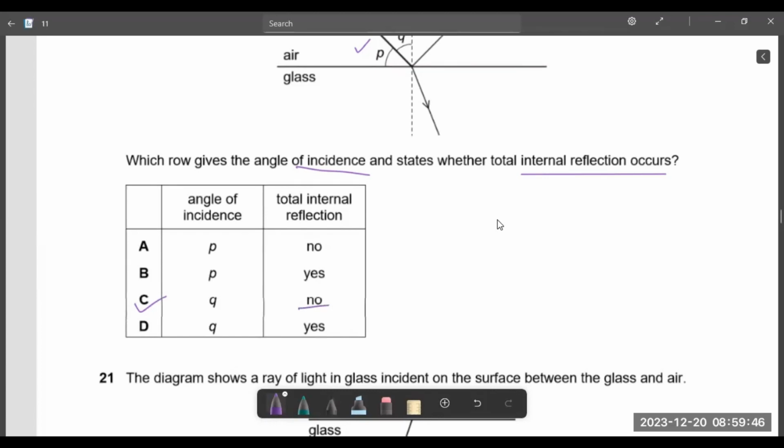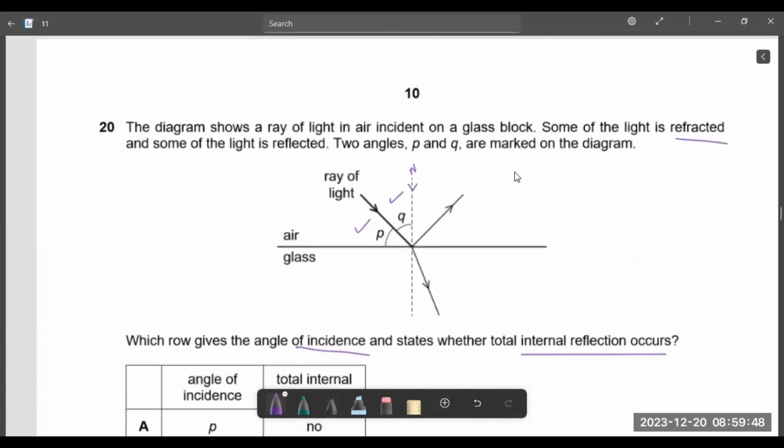Why? Total internal reflection occurs means all light will be reflected inside. There will not be any refraction. Here some light is getting refracted and some light is getting reflected. In case of total internal reflection, all the light will be reflected inside. There will not be any refraction.